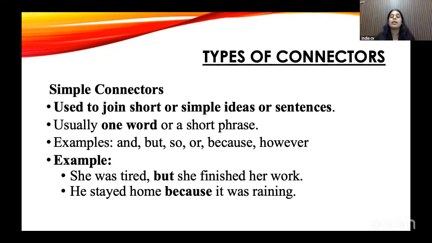Second one is he stayed home because it was raining. So here we are showing the cause and effect of an action taking place. So he stayed home because it was raining. So this is all that we have about simple connectors.